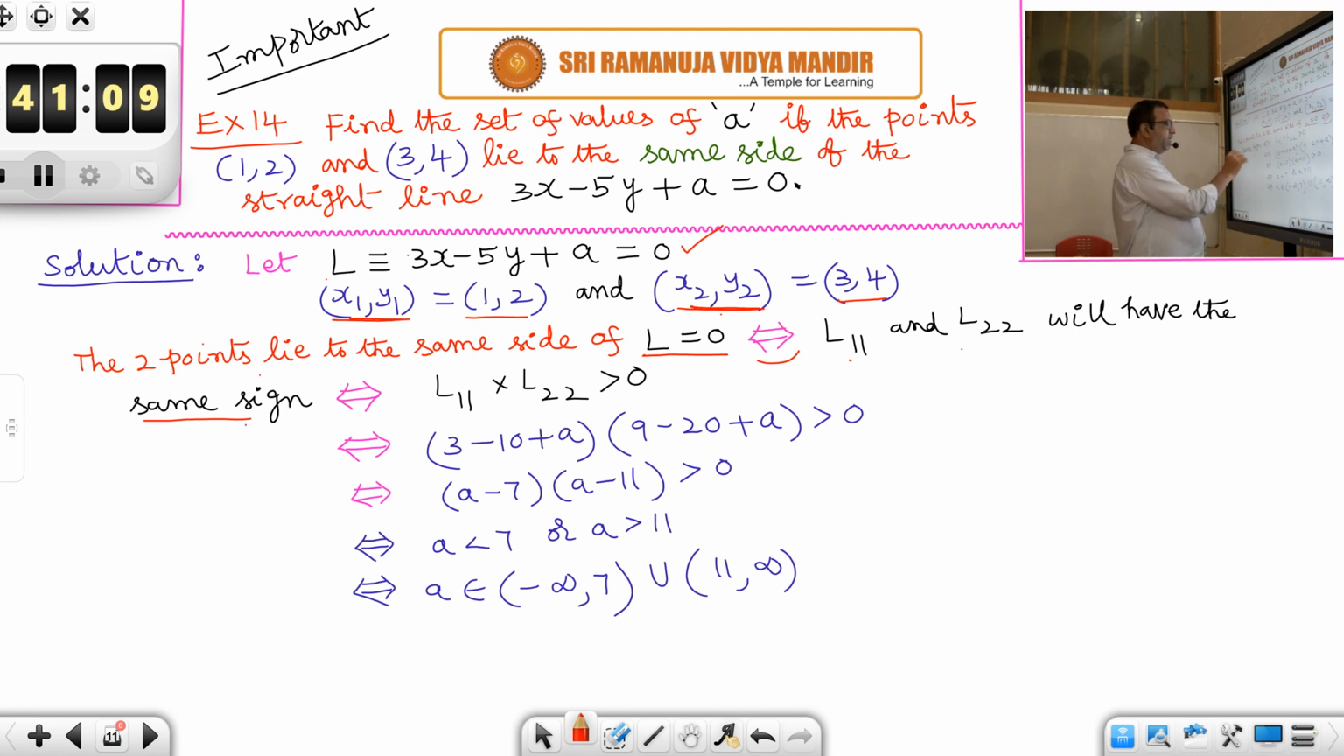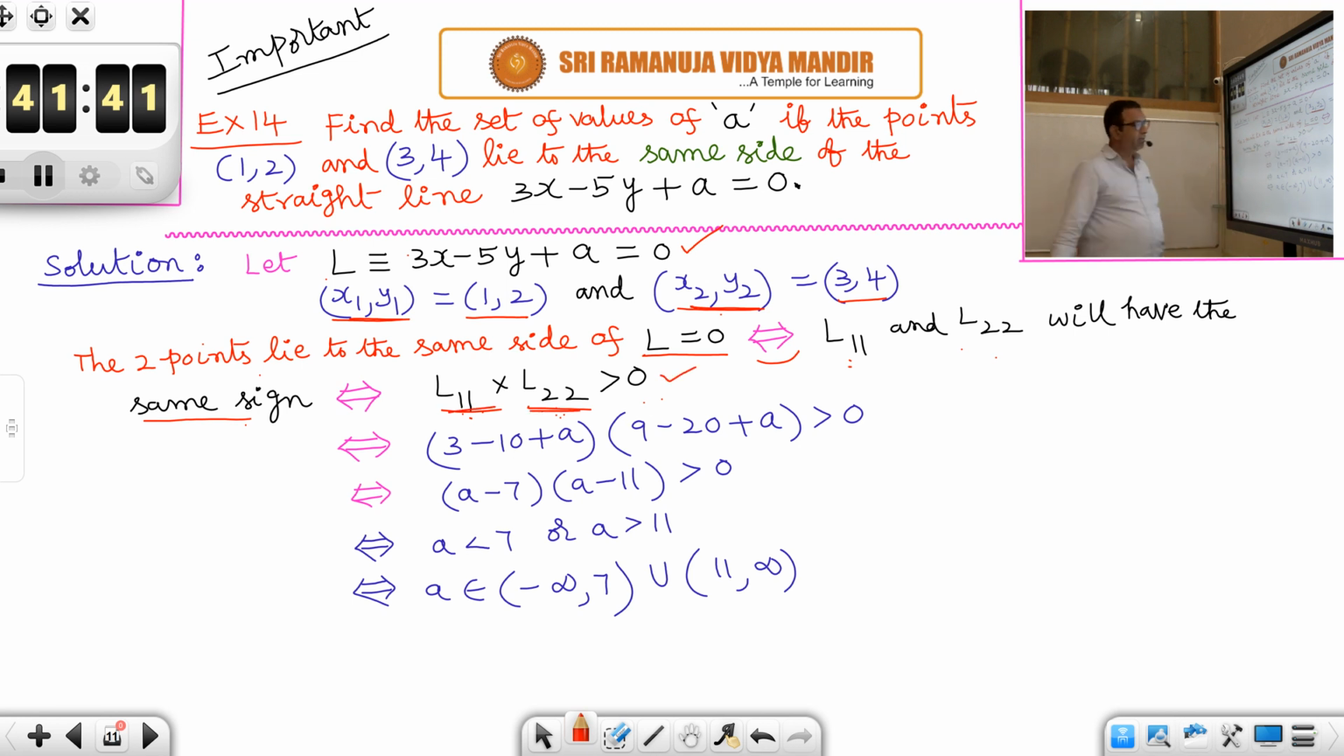Okay, you will get the same sign. That means L11 into L22 must be positive. L11 and L22 having the same sign means both can be positive or both can be negative. But whatever it is, their product will be positive, because positive into positive is positive. Suppose L11 is negative and L22 also negative, negative into negative is also positive. So L11 into L22 must be positive.